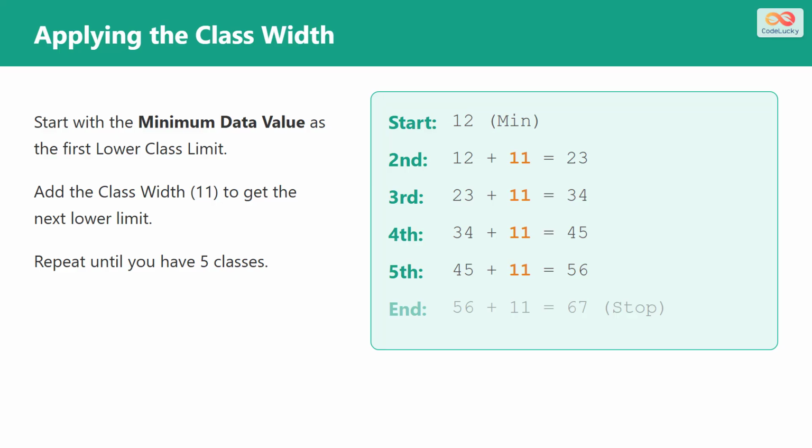Now we build our classes. Start with the minimum value, which is 12. This is our starting point. Add the class width of 11 to 12 to get 23. This is the start of the second class. Add 11 again to get 34, and so on until you have 5 starting numbers.